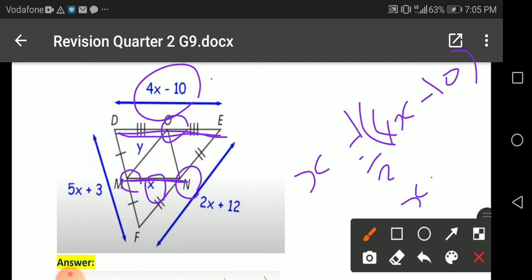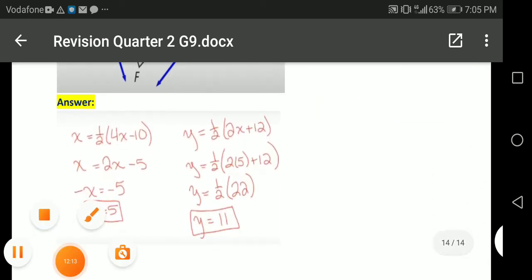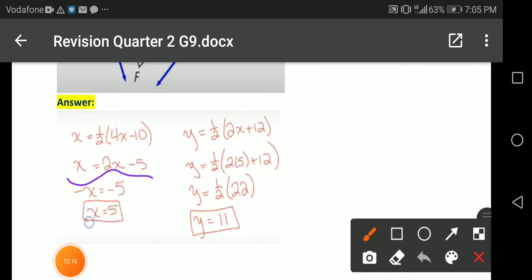So x equals half of 4x, which means 4 divided by 2 gives 2, so 2x, minus 10 divided by 2, which is 5. Half of 10 means 5, half of 4 means 2. So x equals 2x minus 5, as you see here.